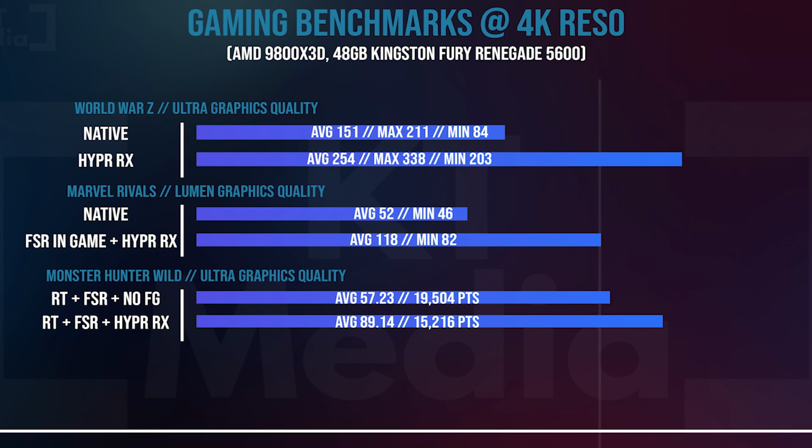Then, looking at Monster Hunter Wilds, under the Ultra graphics quality settings, with ray tracing, FSR and no frame generation involved, we managed an FPS of 57.23, with a score of 19,504 points. On the second test, I ran it with ray tracing, FSR and Hyper RX, which immediately bumped up our average FPS from 57.23 all the way up to 89.14. However, this resulted in a lower point score, and in this benchmark, from getting excellent quality, I managed to get good.